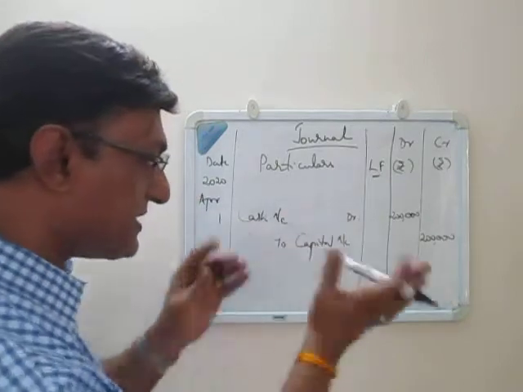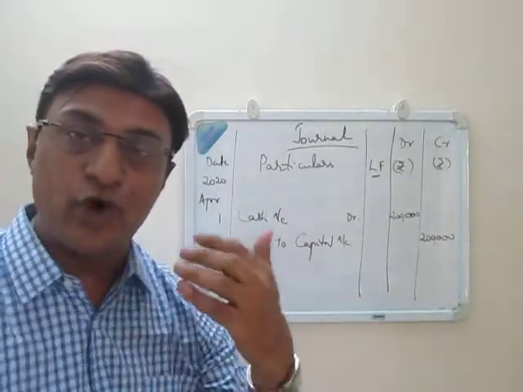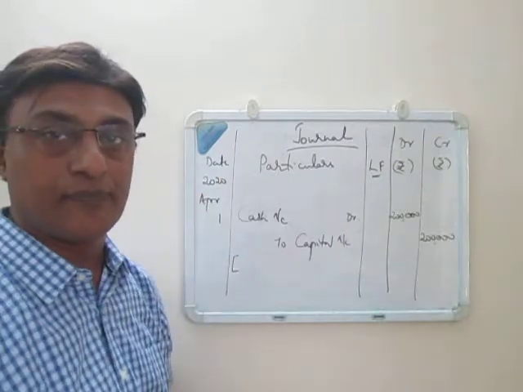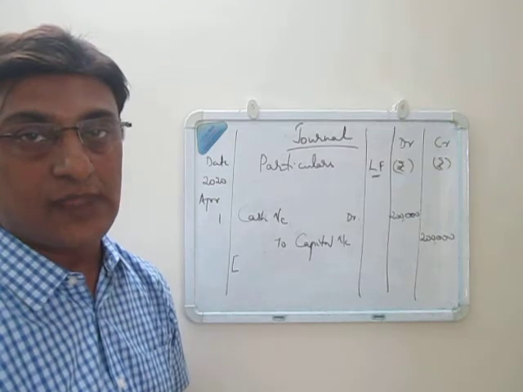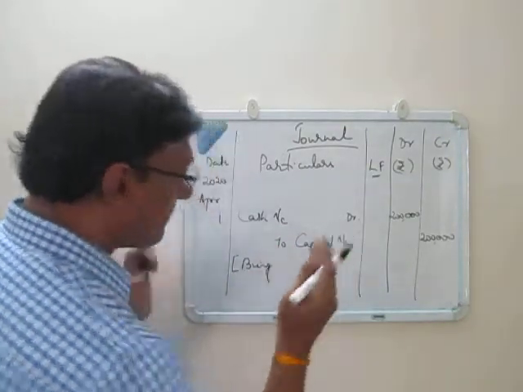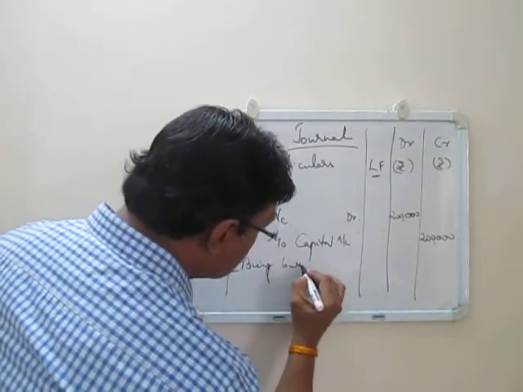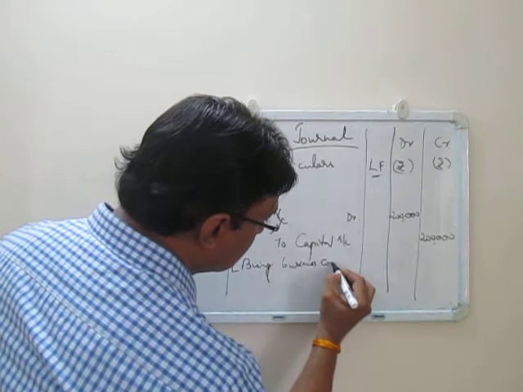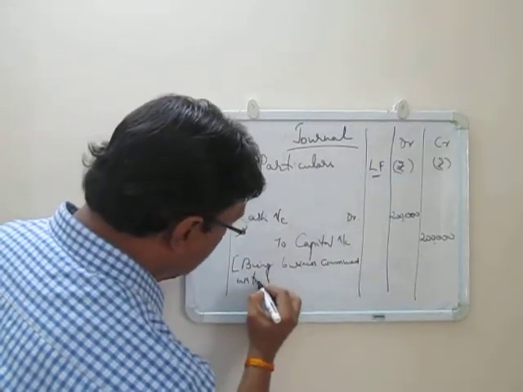After the debit and credit have been put, mention within brackets what we call a narration. It explains the transaction to a common man, starting with the word being. Being business commenced with cash.